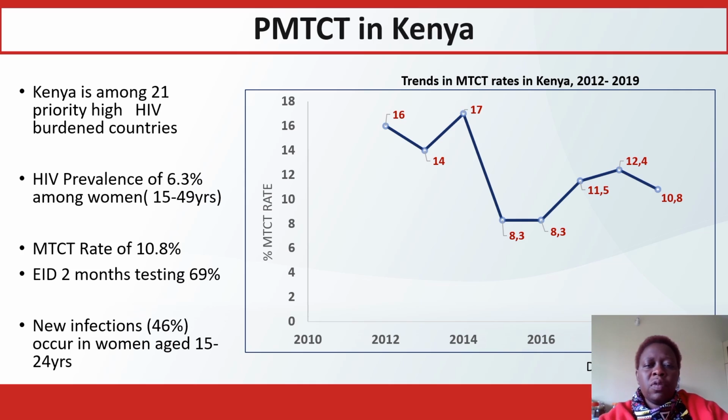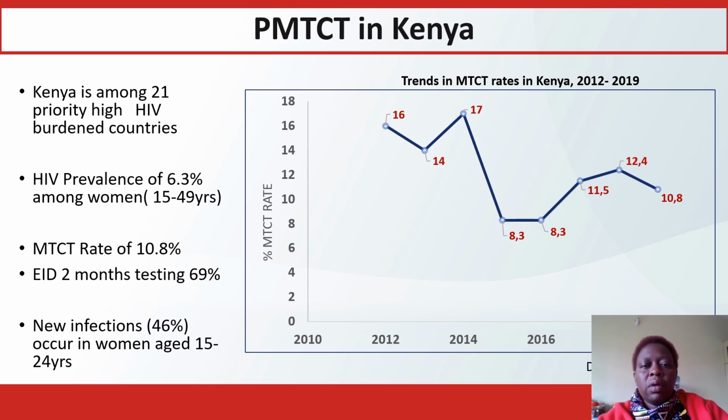But despite efforts to scale up EID, only 69% of the HIV-exposed infants born in Kenya by 2019 received HIV testing within the first 8 weeks of life. Our annual target is about 80%, so we're way below that.